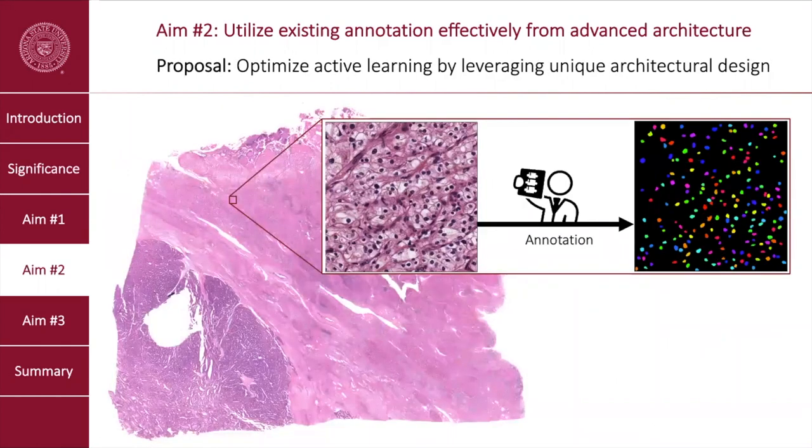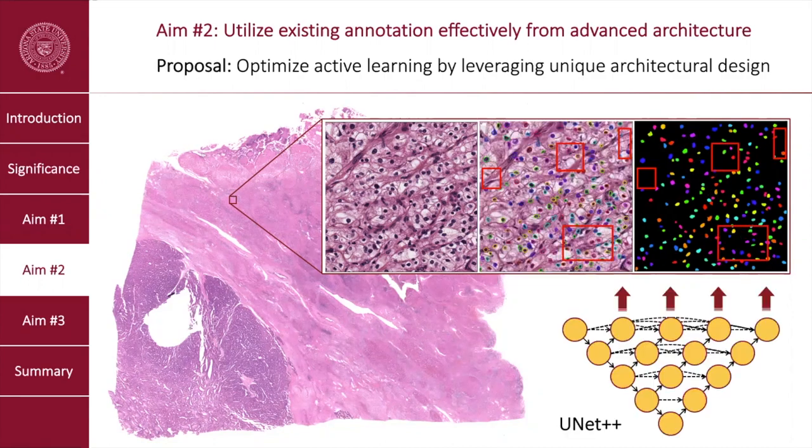The limitation is acquiring annotation for segmentation tasks needs a high demand of time to draw the contour for each and every object. To solve this problem, we propose to optimize the active learning procedure by leveraging our unique architecture design of UNet++. Because of the foresight of UNet++, it can give annotation suggestions at the pixel level in the image simultaneously.